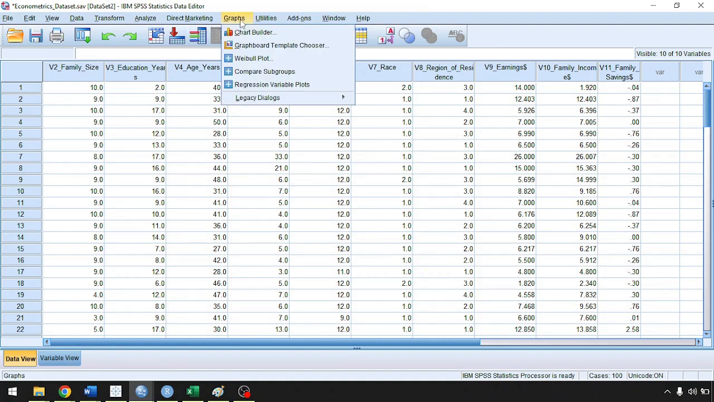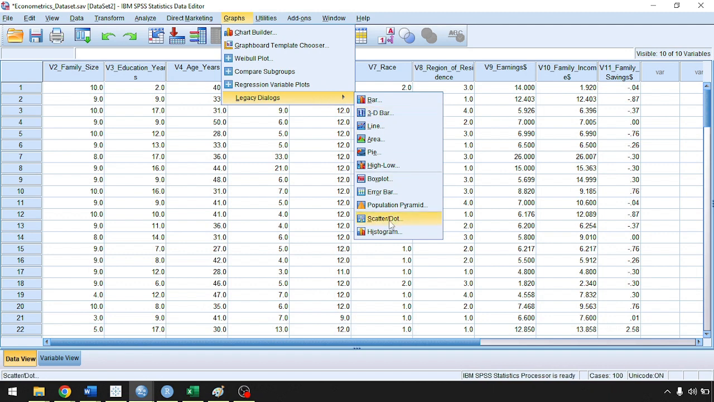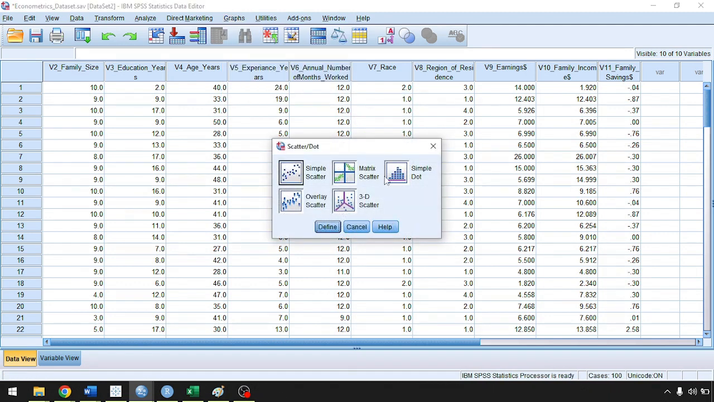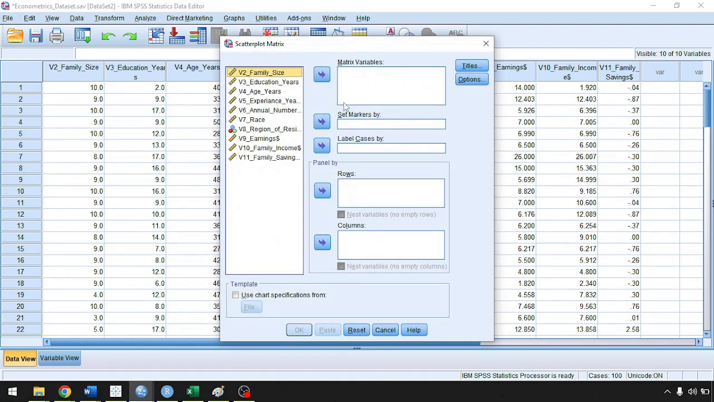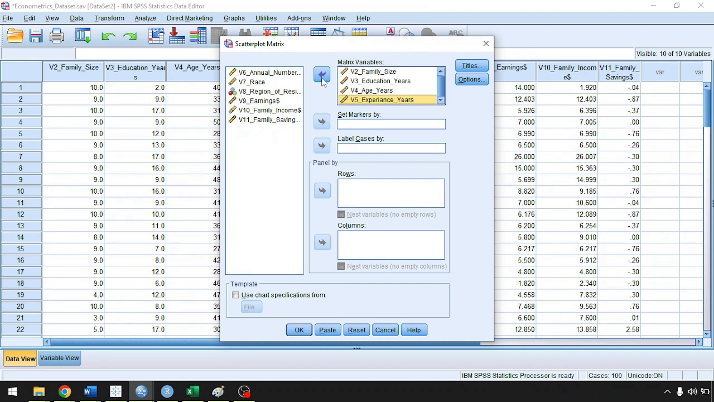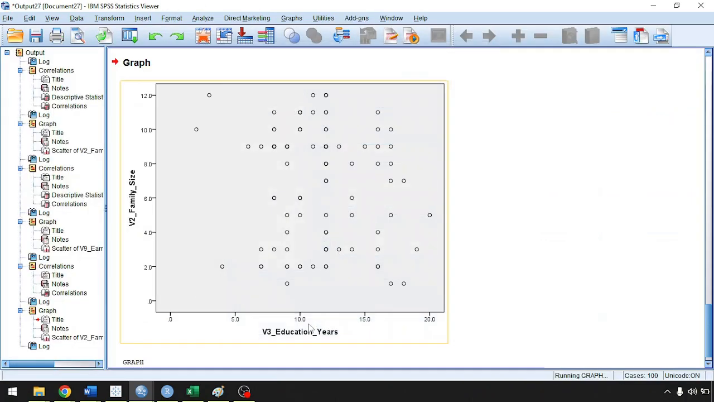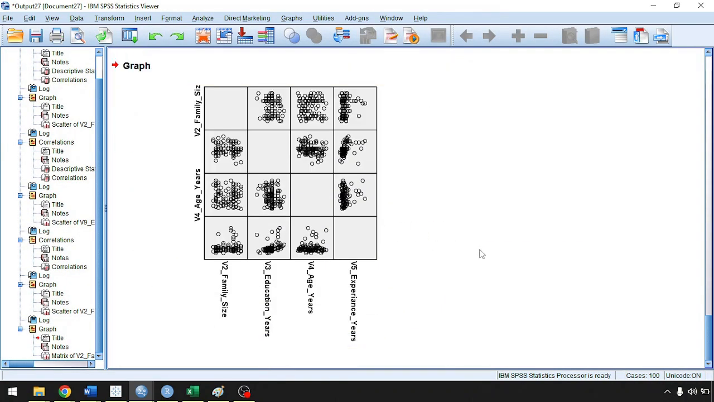So one of the features that SPSS has, just like R, is that it allows you to do a matrix scatter or matrix plot. So pretty much you can put all of your variables here. Let's say you would like to run all these four against each other. So put all four variables in the matrix variable box and then simply click on OK. This will give you a matrix. In other words, this will allow you to check all four variables for correlation against each other at a glance.